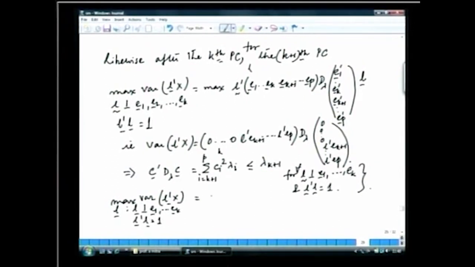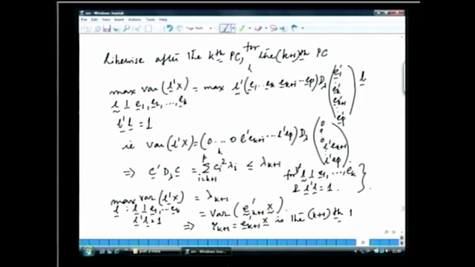This gives us that the maximum of the variance of L prime x over L such that L is orthogonal to e 1 to e k and L prime L is equal to 1 is nothing but lambda k plus 1, and lambda k plus 1 can again be shown to be equal to the variance of e k plus 1 prime x, giving us that y k plus 1 is e k plus 1 prime x, the k plus 1th principal component. We have talked about certain other properties of the principal components. If you recall, an important such property was that the total variation of x is equal to the total variation of y. So, we will begin our next session by proving that result.